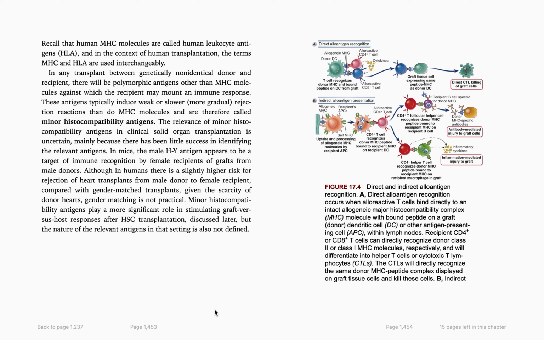Recall that human MHC molecules are called human leukocyte antigens, and in the context of human transplantation, the terms MHC and HLA are used interchangeably. In any transplant between a genetically non-identical donor and recipient, there will be polymorphic antigens other than MHC molecules against which the recipient may mount an immune response.